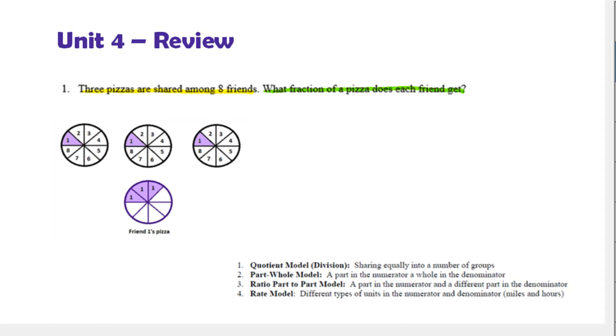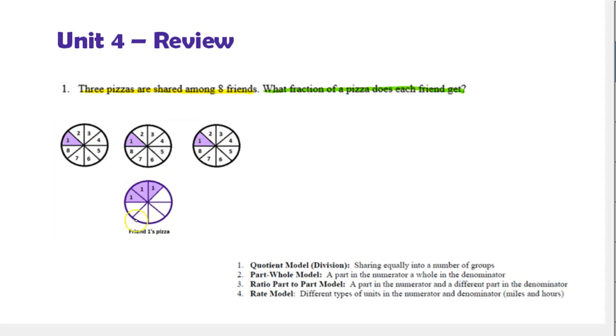So notice right here, I drew a picture of this scenario. There's 3 pizzas. And since there's 8 friends, I thought it would be easiest if I cut each pizza into 8 equal pieces. That way, to see what each friend would get if they shared it equally, each friend would get 1 slice from each pizza. Now 1 slice is 1/8 of a pizza since it's cut into 8 equal pieces. So this represents friend 1's piece, friend 2's piece, etc.